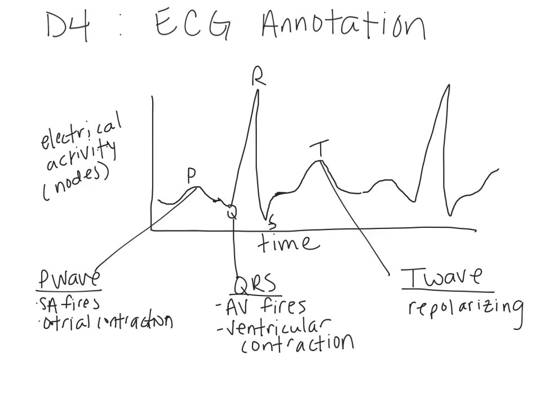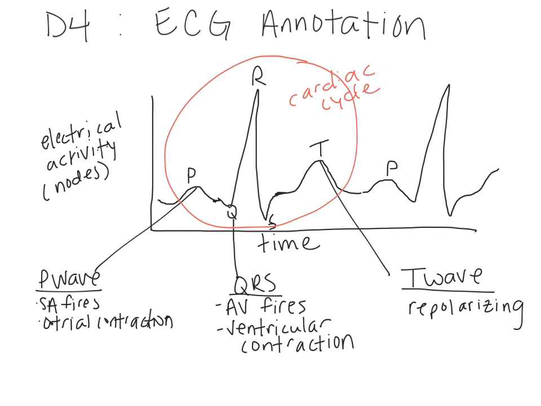So you don't need to draw this, but I'll just circle that for you. This is what we call a cardiac cycle. Okay, and then of course that process is going to repeat itself in the next cycle. P wave where the SA node fires, QRS complex where we see the AV node firing, a ventricular contraction, all that good stuff, and then the T wave where we see repolarization.